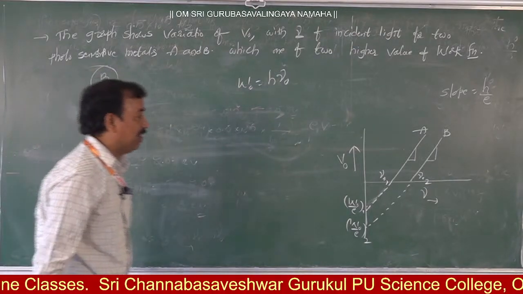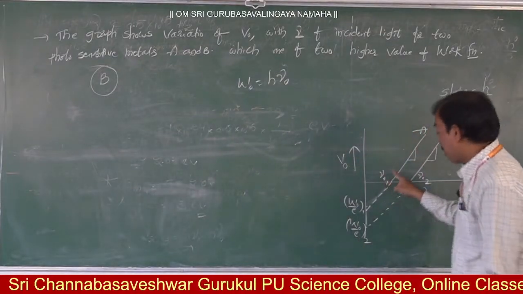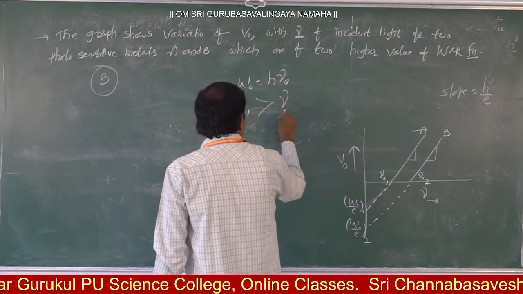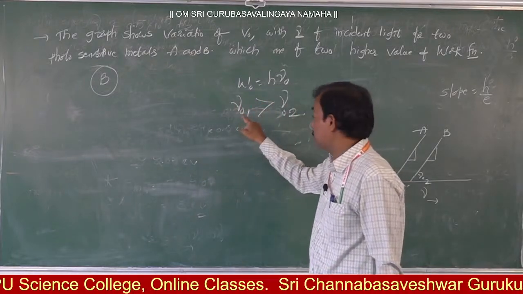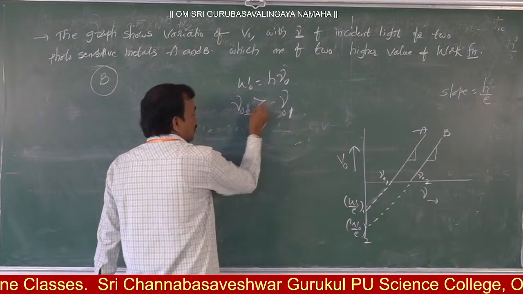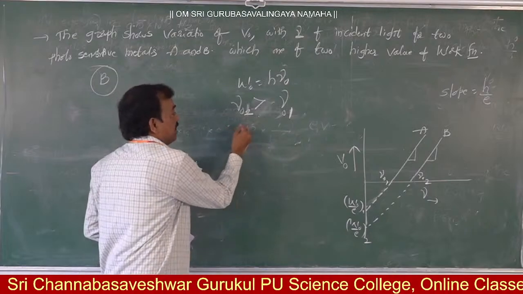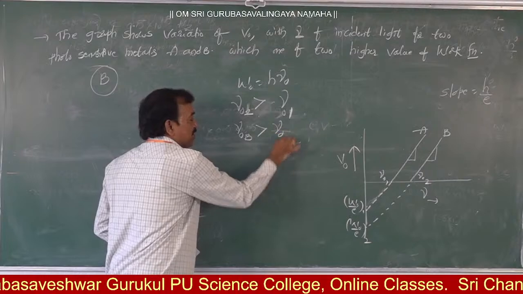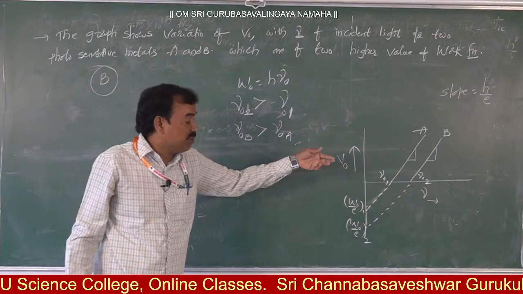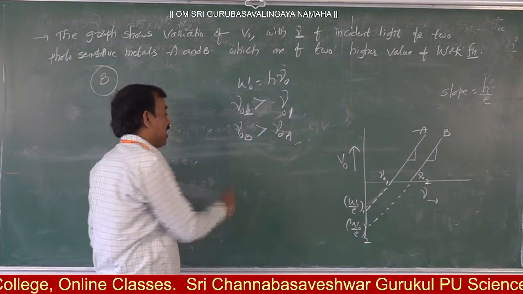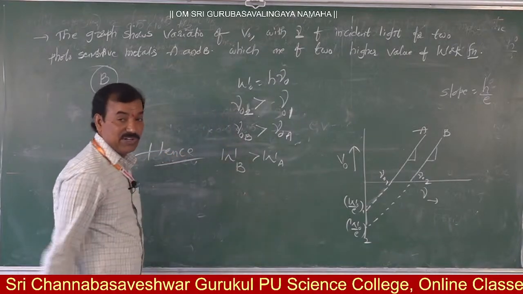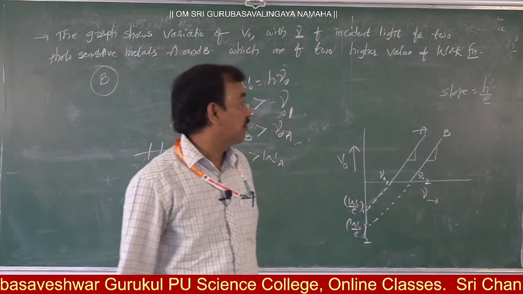So why the B metal? This A metal has threshold frequency nu naught 1, and nu naught 2 is the threshold frequency of B. So nu naught 2 is greater than nu naught 1, that is, nu naught B is greater than nu naught A. The threshold frequency of the B metal is more, so the work function of B metal is greater than that of A. Hence, the work function of the B metal is more than the A metal. Okay, thank you all of you.